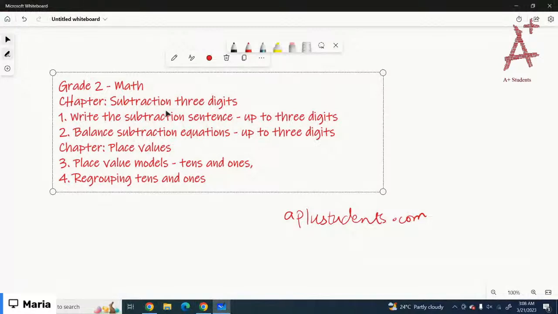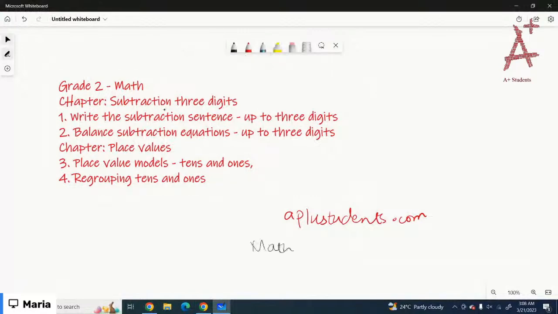So we're going to start with grade 2 maths. You can find all the lessons on aplusstudents.com. You have to log in there using your email address and password provided by the administrator. Then select math from the subject tab, scroll down to grade 2 and click on view all lessons. There you can find the list of the chapters.